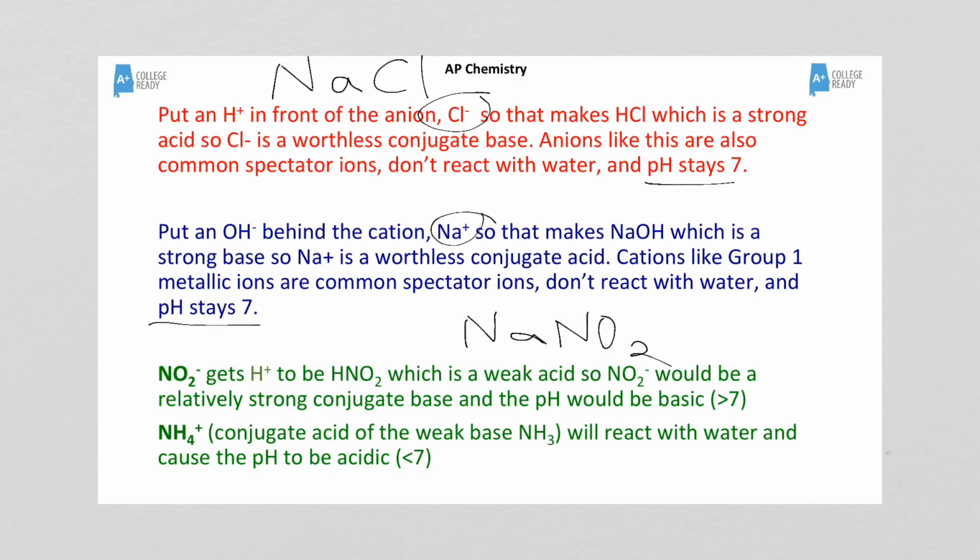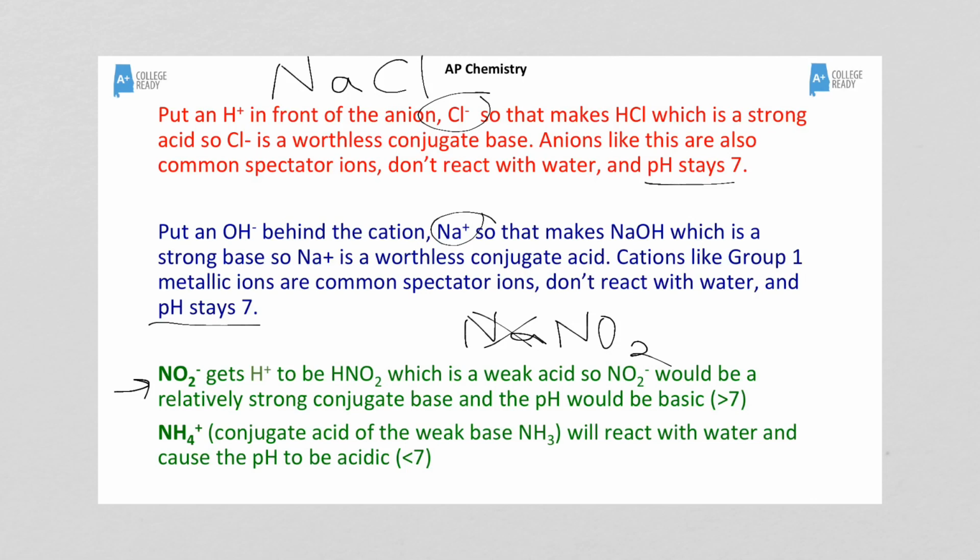But when we have a salt, like if instead of having sodium chloride, I had sodium nitrite, which, be careful, that's not nitrate, it's nitrite, I would know that the sodium ion couldn't react with water, but the nitrite ion, as we see here, if I put a hydrogen in front of that, that's a weak acid. That's not one of my 6 strong ones. So because it's associated with a weak acid, nitrite ion should remind me that, oh wow, that is a conjugate base that could react with water, and so that would cause the solution to be basic.